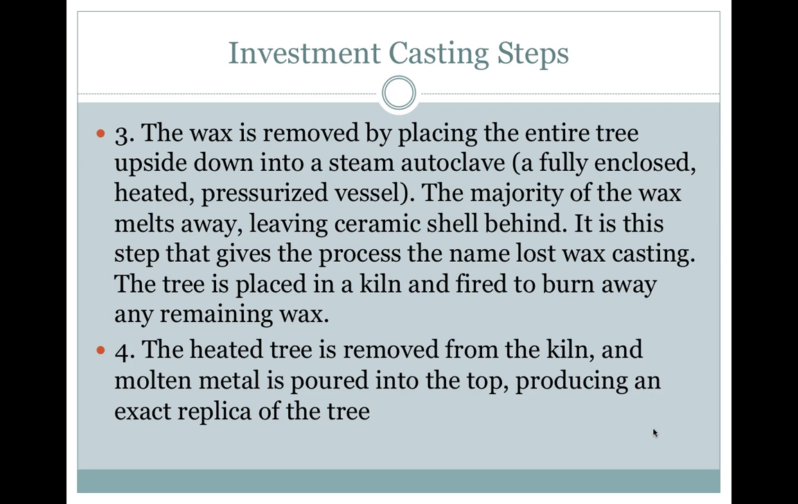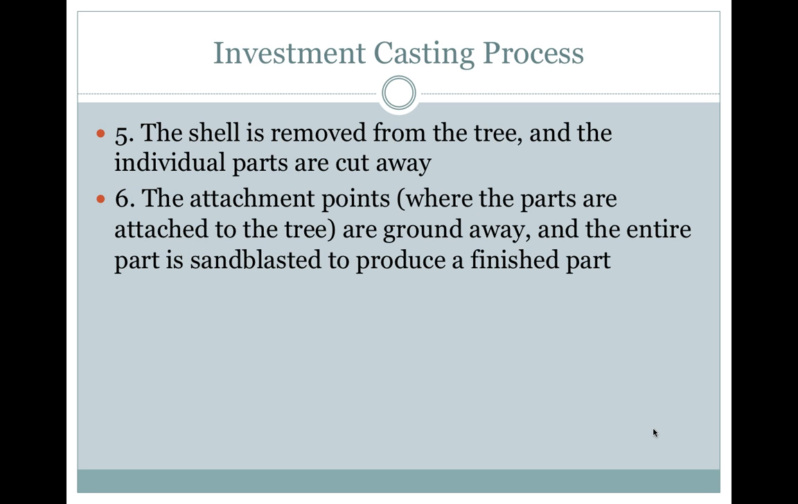Step 4. The heated tree is removed from the kiln and molten metal is poured into the top, producing an exact replica of the tree. Step 5. The shell is removed from the tree and the individual parts are cut away. Step 6. The attachment points, or where the parts are attached to the tree, are ground away and the entire part is sandblasted to produce a finished part.